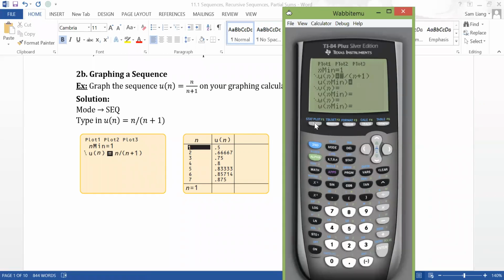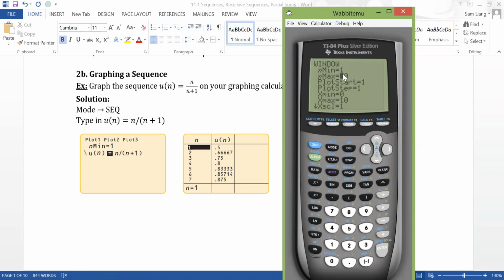Press the top left button, y equals. In this case, it will be u, but yeah, we'll have n over n plus 1, and then n min is going to equal 1, as you can see from the notes, as well as this calculator here. So that means we start at a sub 1, rather than a sub 0 or a sub 2, etc. Okay. Next, I'm going to go to window, just make sure we have proper scaling here.